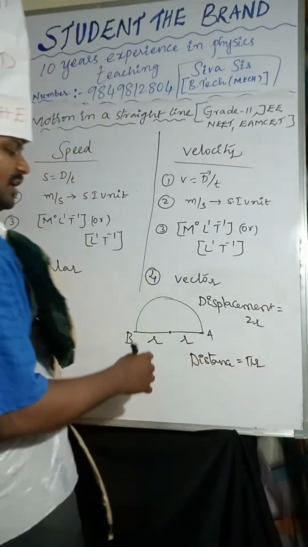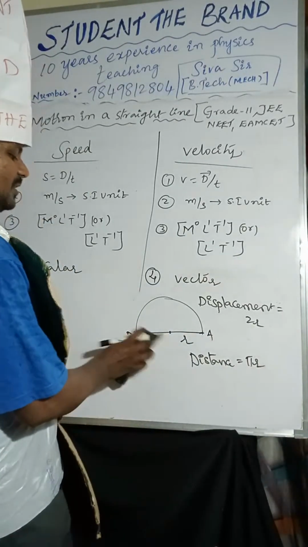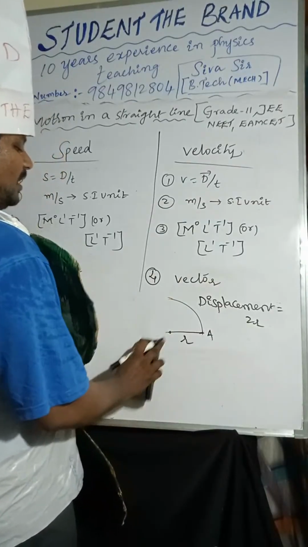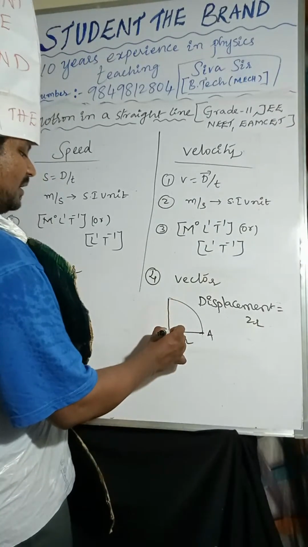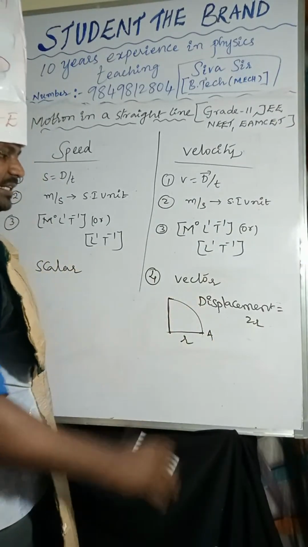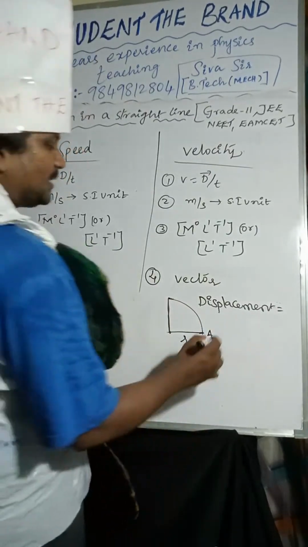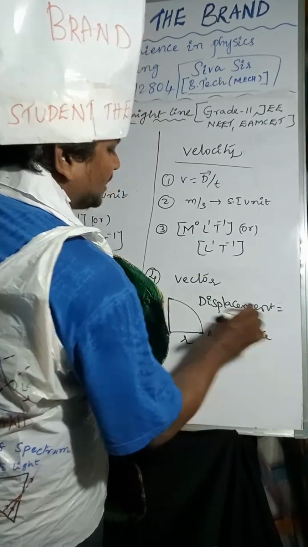Right. Now if you take half of this one again, in this half, what is the distance and displacement? Again, if you consider half here, in this case, what is the distance and displacement? Can you tell?